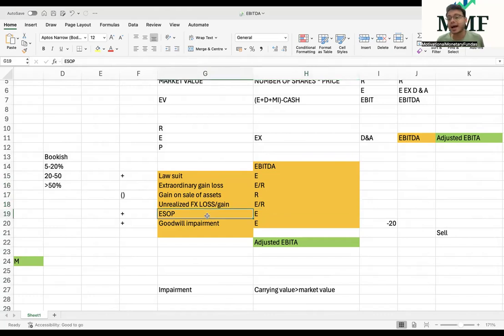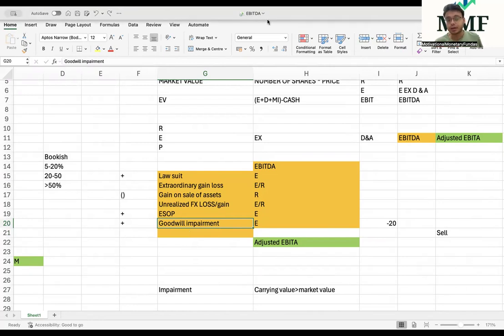ESOP, it's an expense, add it back. Goodwill impairment is an expense, add it back. What exactly do I mean by goodwill impairment? The value of the goodwill has come down. Goodwill is simply the value that you pay over the fair value of the asset. So, for example, if company A wants to acquire company B, the fair value of company B, not the market value, the intrinsic value based upon the fundamentals, is 100 rupees, right?